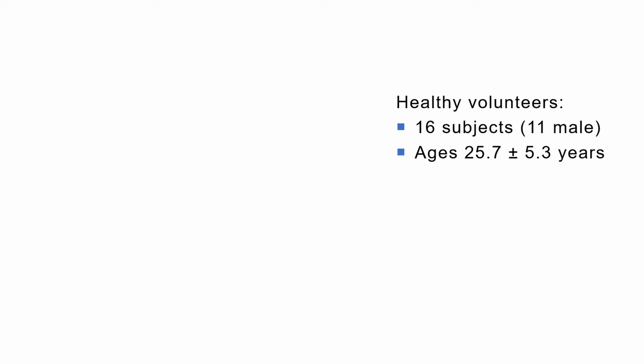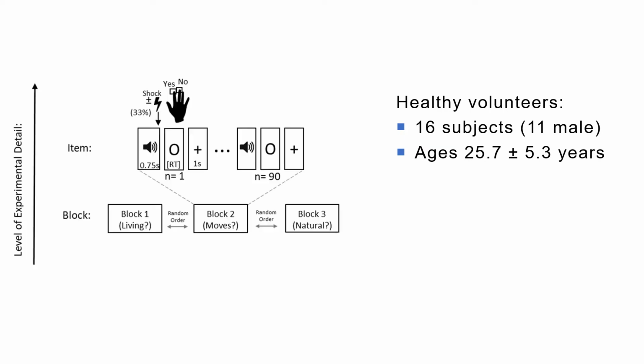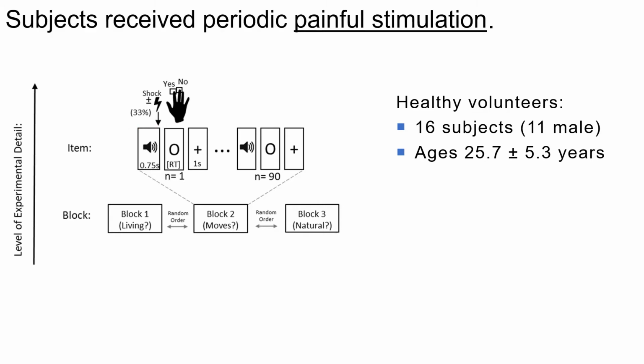16 volunteer subjects participated in this portion of the experiment. They listened to a series of spoken words, and for each of them made a decision. For example, can it move or not? A third of the items were immediately followed by painful electric nerve stimulation. Thus, the entire experiment was really characterized by periodic painful stimulation.